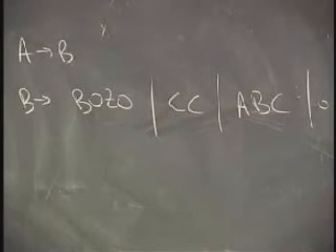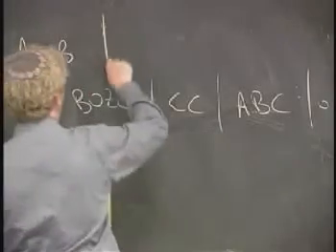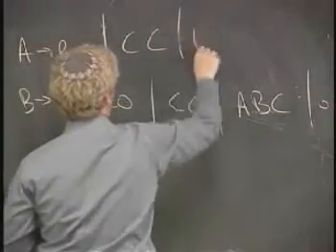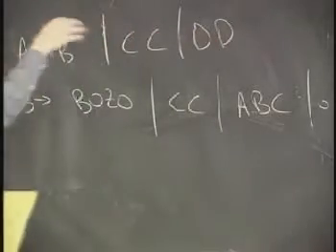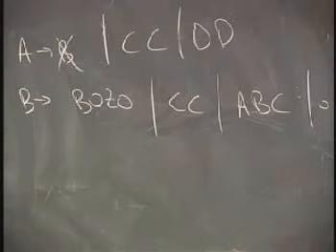Well, here's what we do. If you have a unit production, you want to get rid of it. Now, let me add a few things here. So say A goes to a bunch of things, including a single B. And we want to get rid of this. Bye-bye. How do we get rid of that without losing any of the information that that production normally let us have?